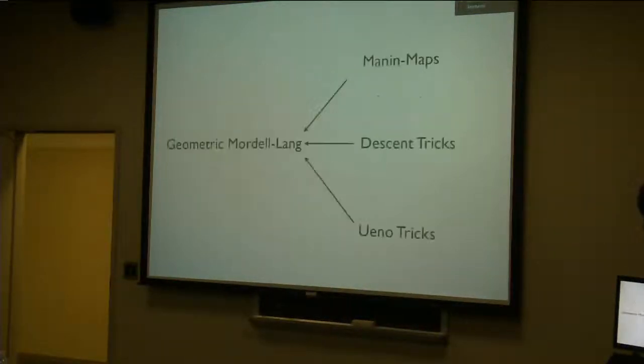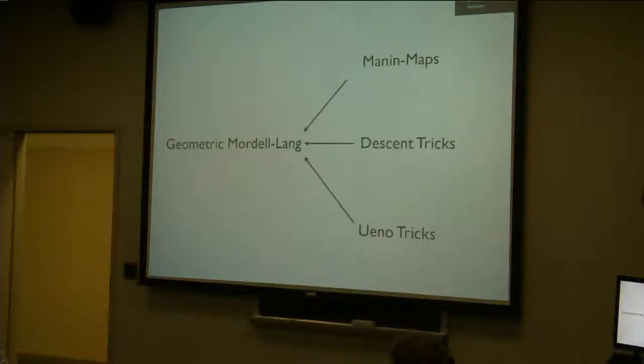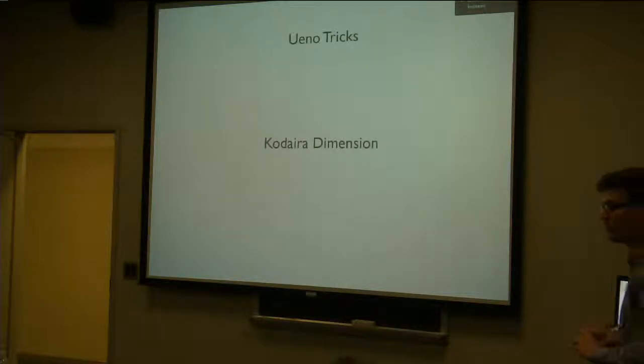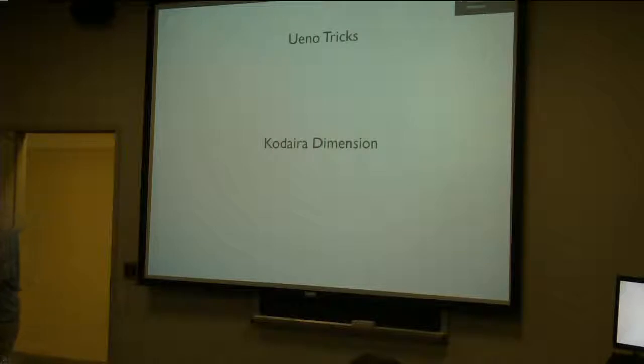Cool. All right. So back. This was supposed to go back down. So this is one of the ingredients. Okay, so the other ingredient that goes into this is these UNO tricks. Now I need to talk a little bit about Kodaira dimension. So maybe we can switch over here. Oh, yes, just a moment.